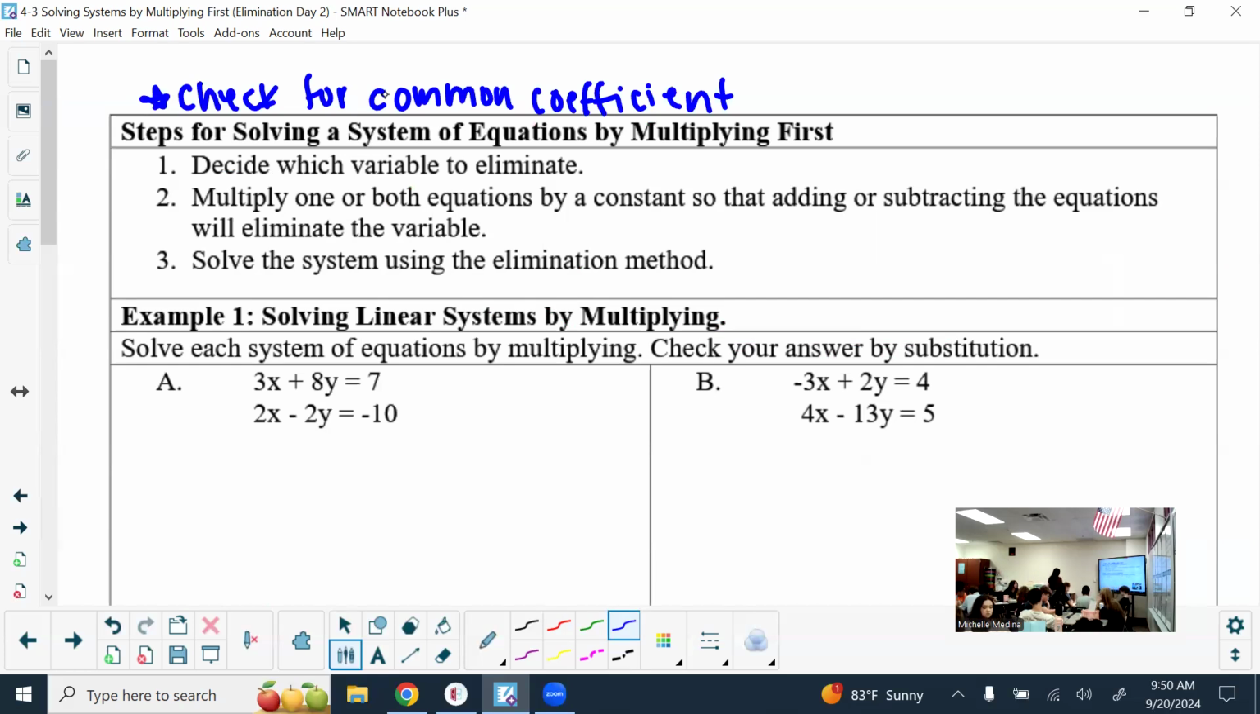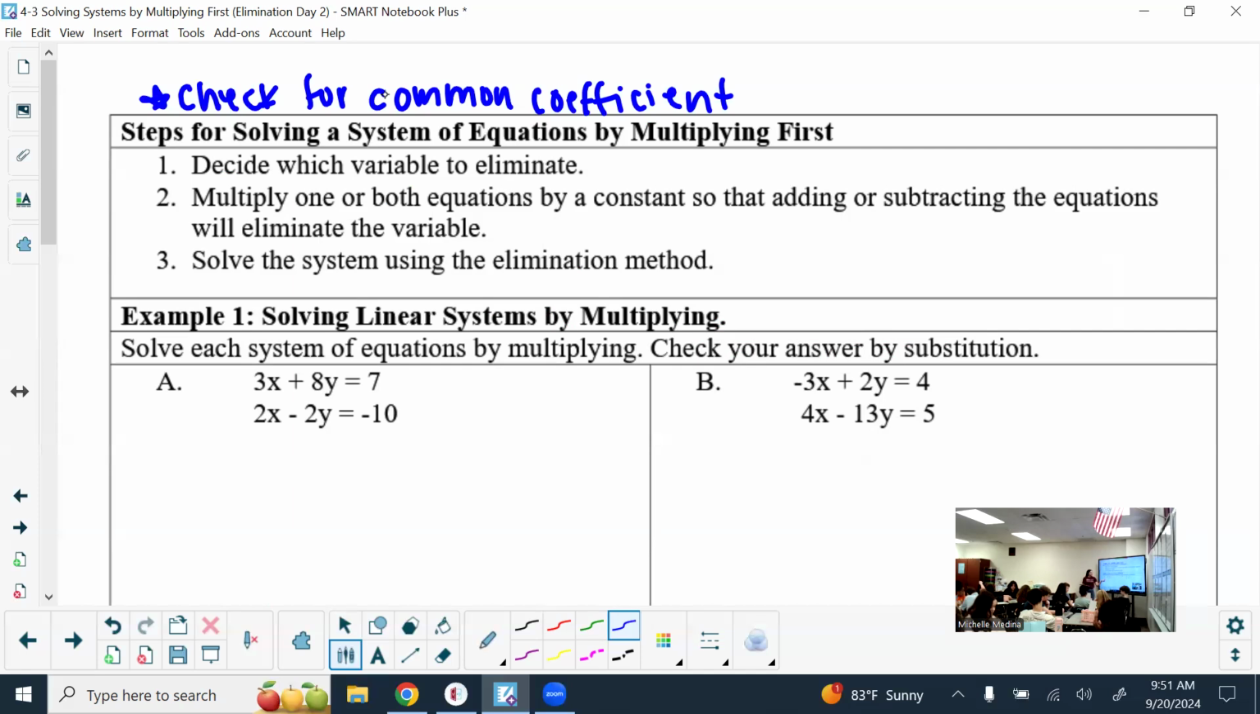But there are multiple ways to do the same problem. It depends on what variable you choose to eliminate, or you choose to multiply it by a positive or negative. So you just have to apply the correct math to it. Right? Let's look at A. Table 7. Is there a common coefficient in example A? There is not. So that means we have to multiply one or both of the equations by a factor. So you have to be strategic in it.